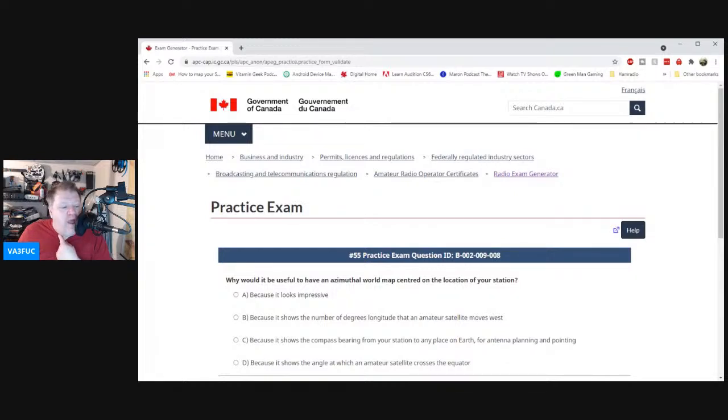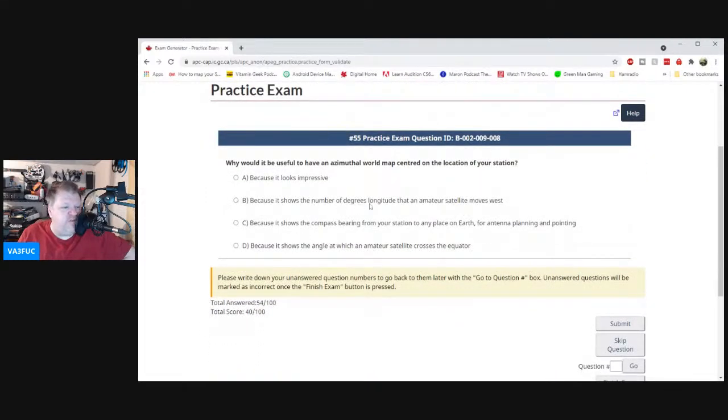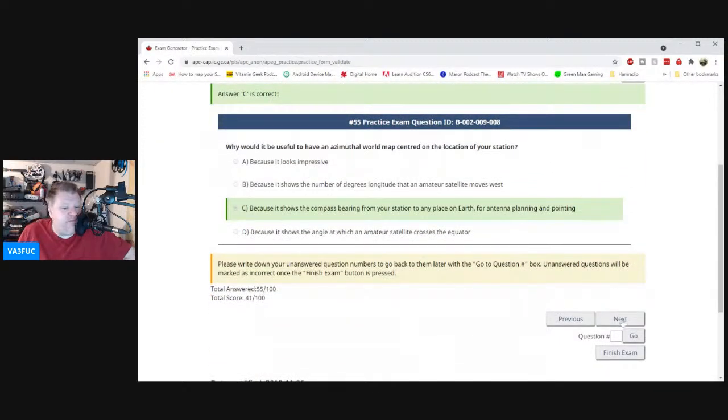Why would it be useful to have an azimuthal world map centered on the location of your station? It looks impressive because it shows the number of degrees of longitude and latitude the amateur satellites move west. Because it shows the compass bearings of your station to any place on Earth for antenna planning and positioning. Because it shows the angle at which your amateur satellite crosses the equator. No, it's B, so you can use a compass to find my station. Just the way it is.